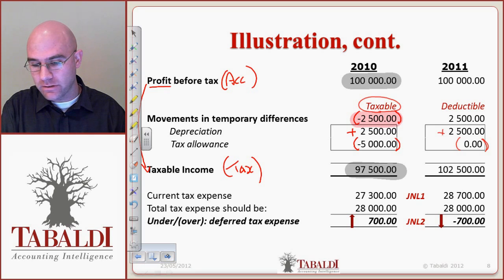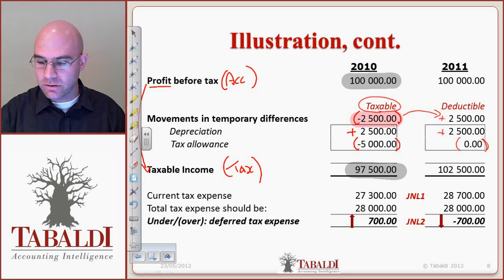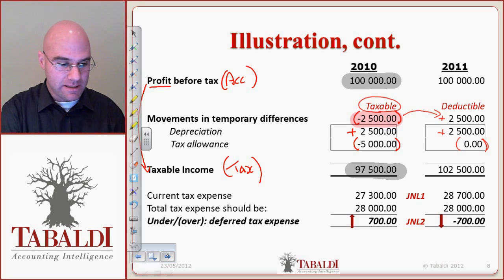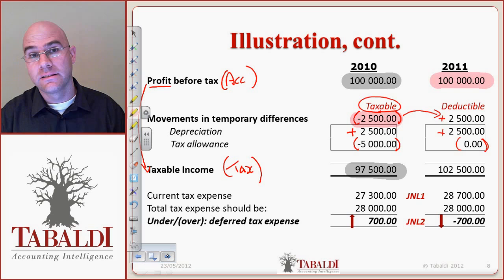So the 2,500 Rand taxable temporary difference reverses out in the 2011 year and becomes, we used to call it a reversing taxable temporary difference. Now it's a deductible temporary difference. Okay, and you'll see that that 2,500 increases my profit figure from 100,000 for accounting purposes to 102,500 for tax purposes.